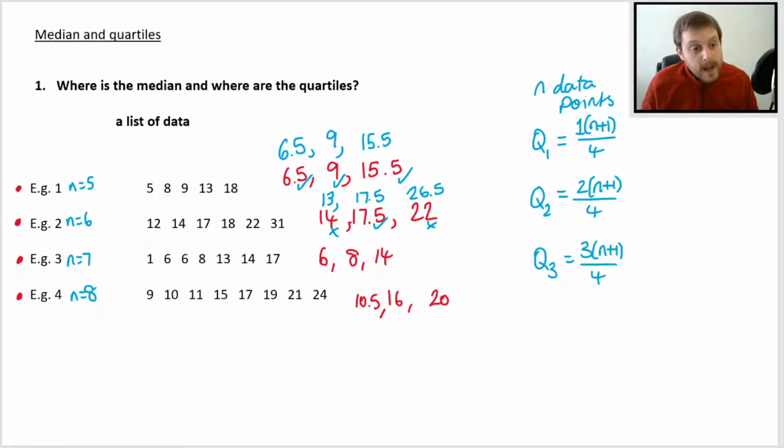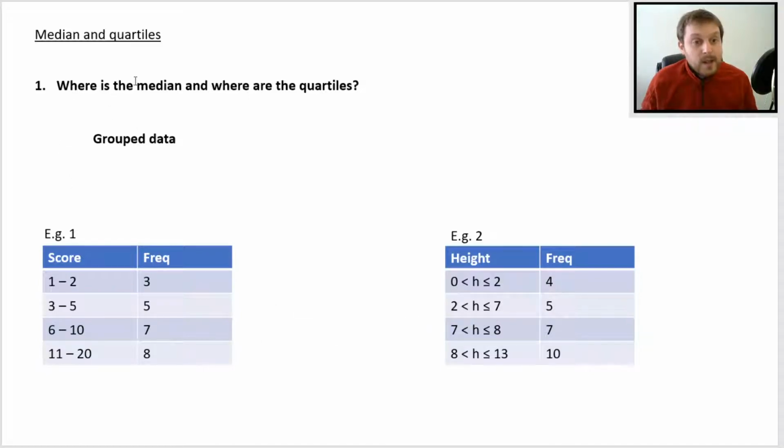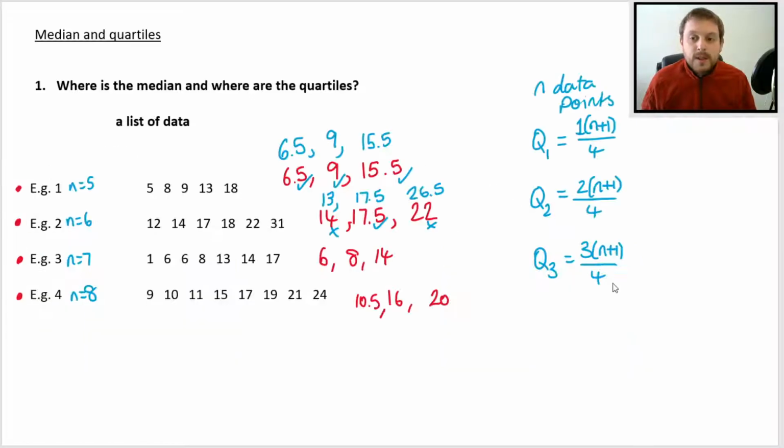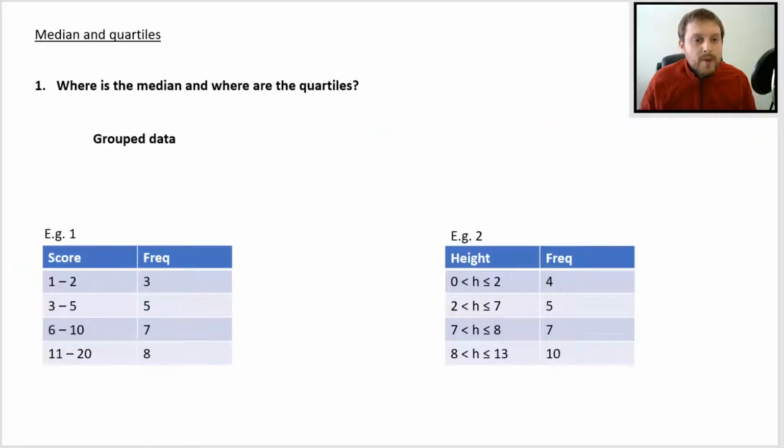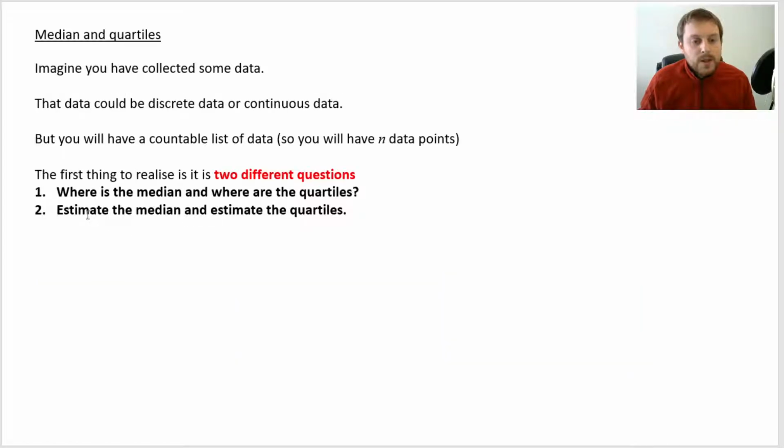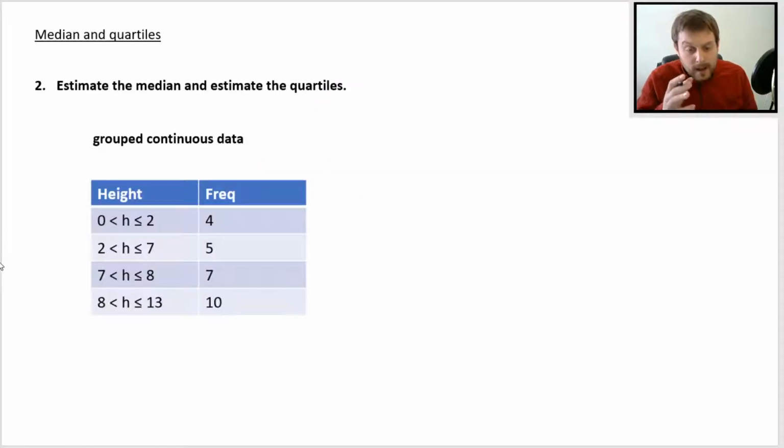And again, if I have grouped data and I'm asking where is it, it's still a question of, okay, what's the total frequency? Whereabouts would that data point be? Which group would they be in? So that would still fall under using this blue approach, this one that uses n+1. That was covered back in the second video. Whereas in this video, we're going to look at the second question, estimating the median and estimating the quartiles, and we're going to do that for grouped data. So it really will be an estimate.